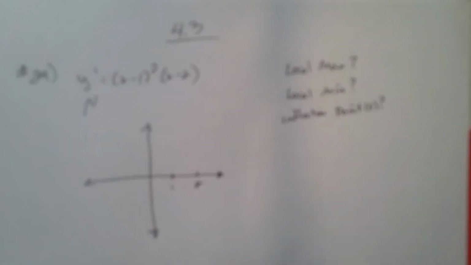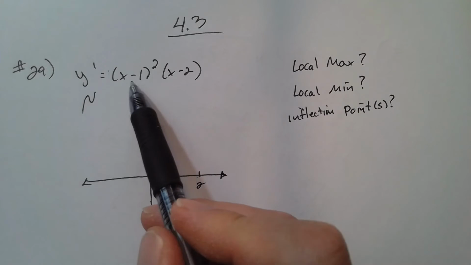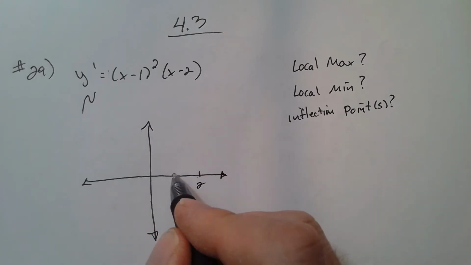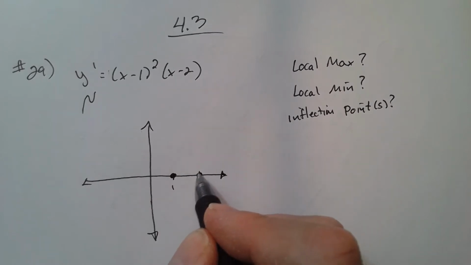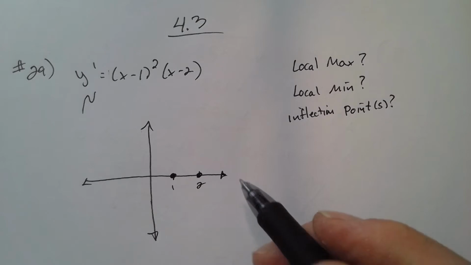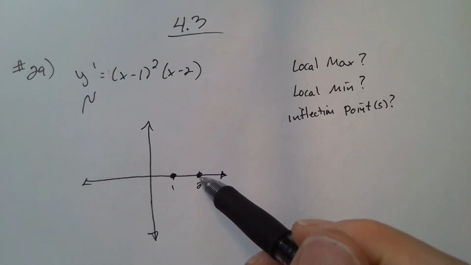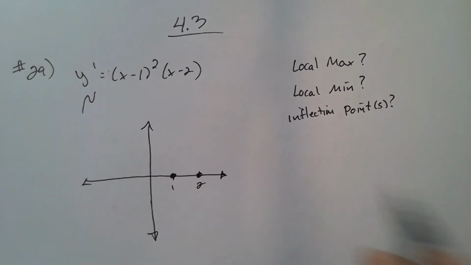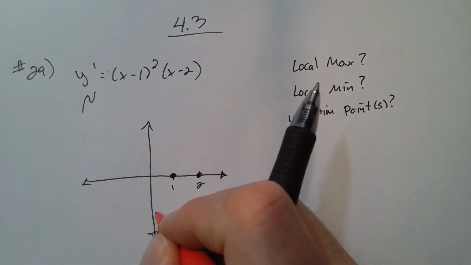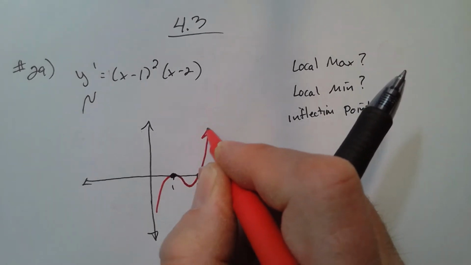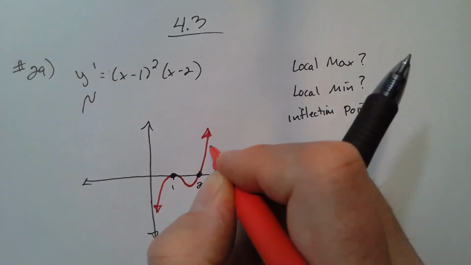We also have a double root at x equals 1 because it's (x - 1), the quantity squared. So it's going to bounce off the x-axis at 1, and it's going to go through at 2. So we need to fit this shape going through here and bouncing off here. So we'll say there's my graph of my derivative. So that's y prime.